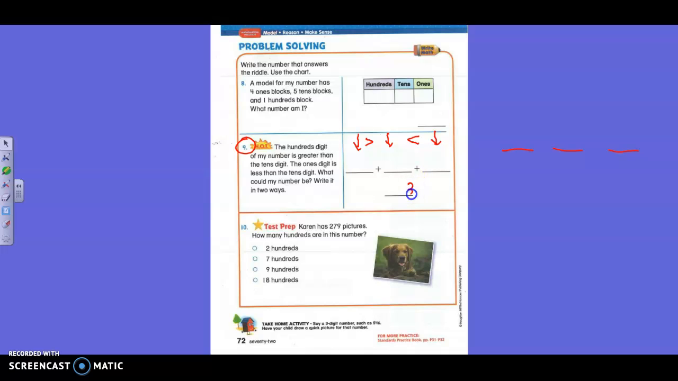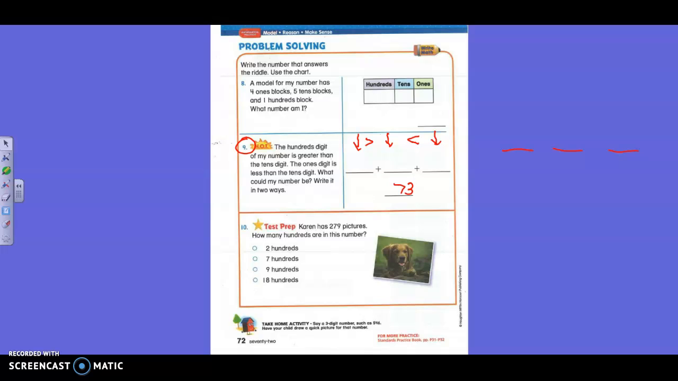Okay, so I'm going to put a 3 in the ones place. Okay, the tens place has to be greater than the ones. It can't be a lot greater. It has to be a little greater. It has to be bigger than 3. Can you give me a number bigger than 3? 7. Okay, that will work.